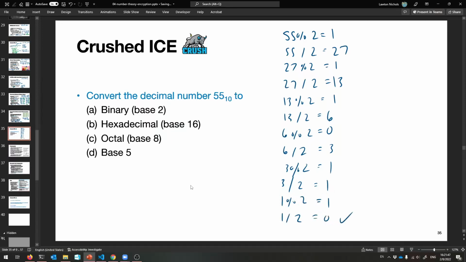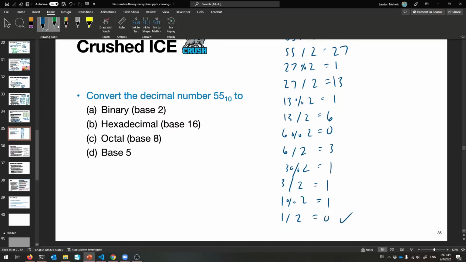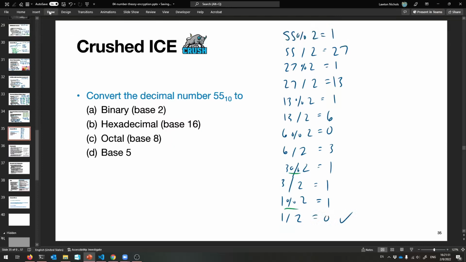So that was a long process. Maybe you want to do a different base first. But every time we took a mod, we got a new digit. So apparently the number is 110111. It's always backwards, right? And you can check that by converting it back to decimal.